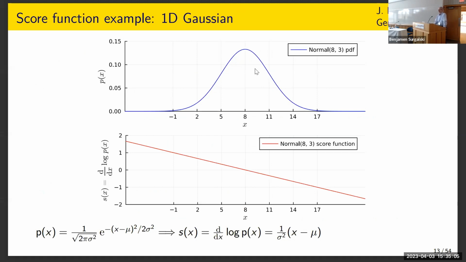All right, let me try to give a little more graphical insight into what score functions look like, starting with the simplest distribution of all, maybe the Gaussian or normal distribution. There's a plotted distribution. If you take the log of that and take the derivative of it, you get a straight line.